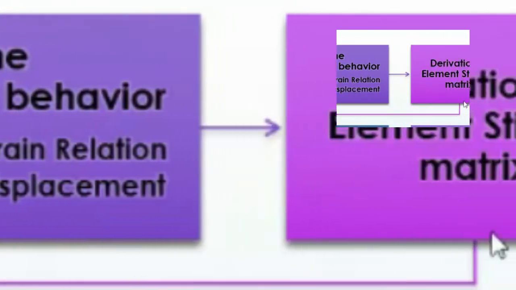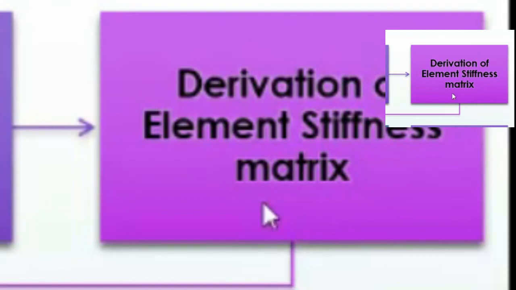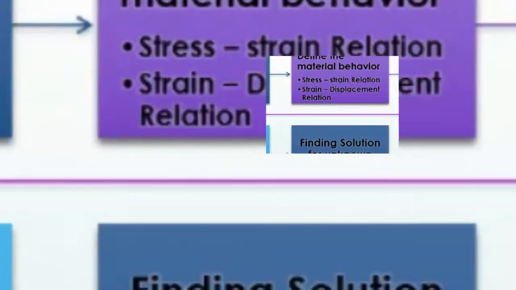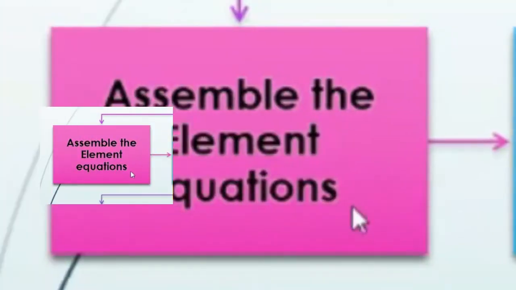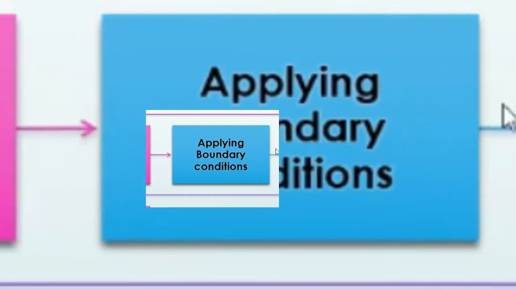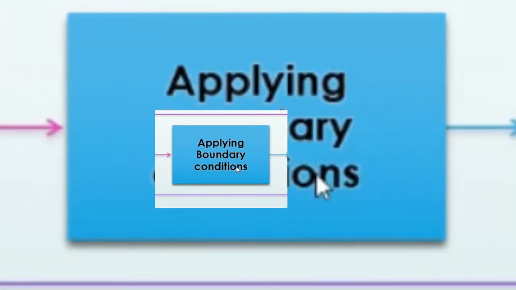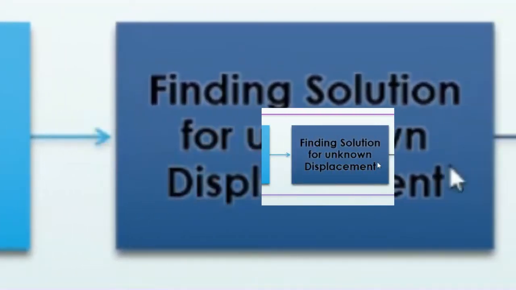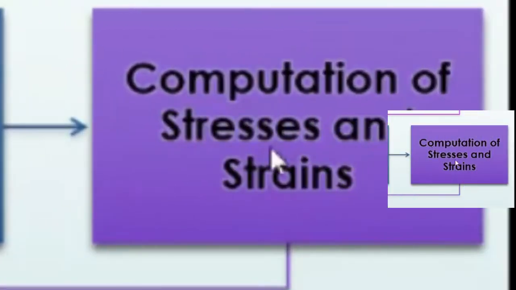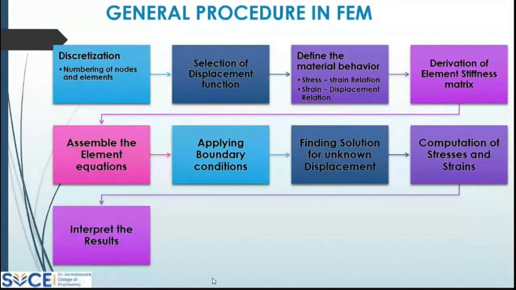After that, we derive the element stiffness matrix. After we derive an element stiffness matrix, we assemble the element stiffness matrices into a global matrix for all the elements. Then you apply boundary conditions. Then find the solution for the unknown displacement. Then identify the stress and strain. At the end, you interpret your results. So these are the general procedure.